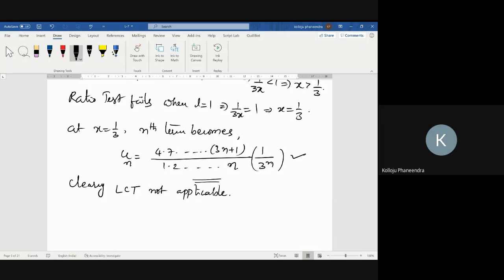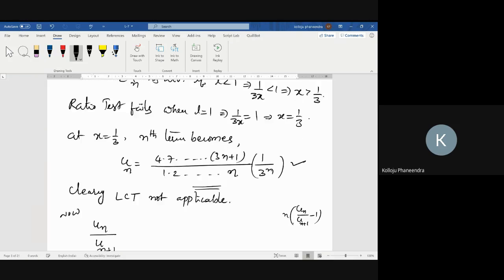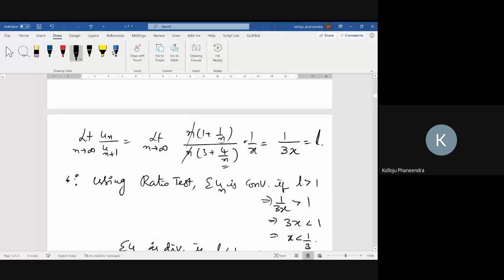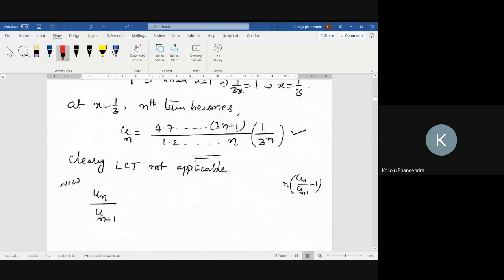And coming to the second point, Raabe's test. What is the statement of Raabe's test? un by un plus 1 minus 1, multiplied by n. Now to apply Raabe's test, again I have to calculate what? un by un plus 1. Already I had un by un plus 1. All of you remember this. So let me write this un by un plus 1.